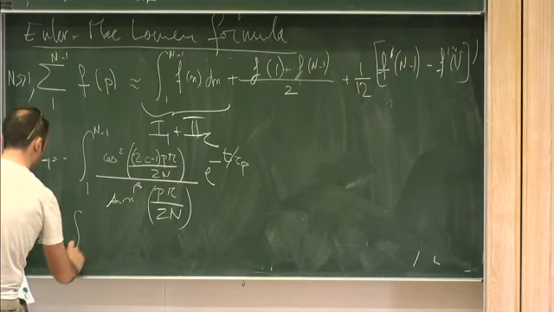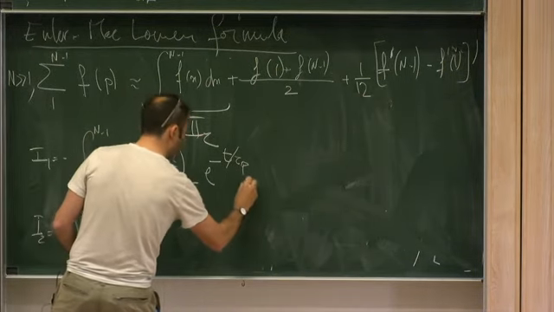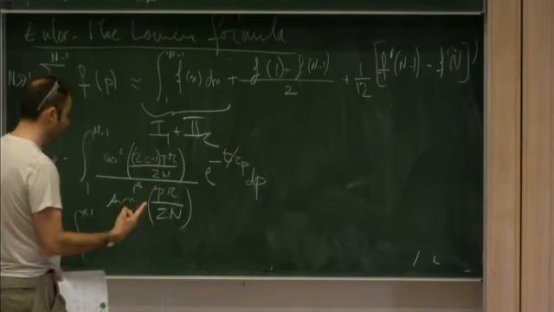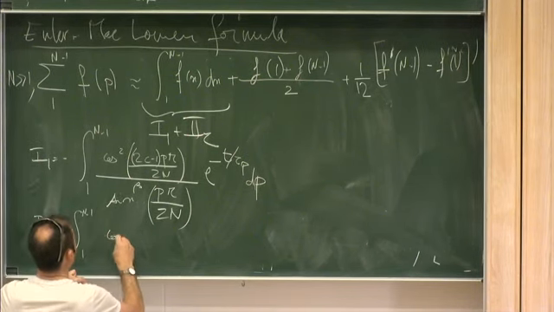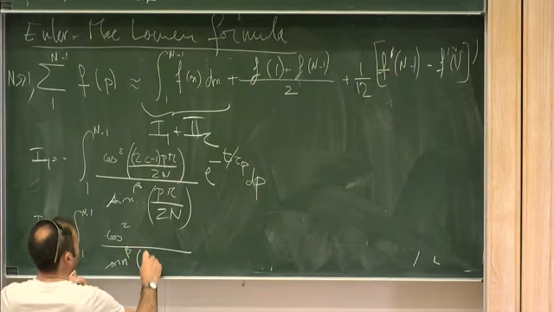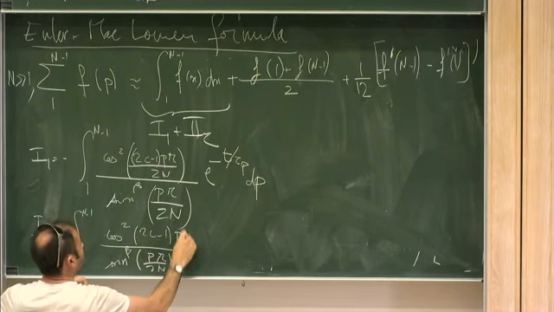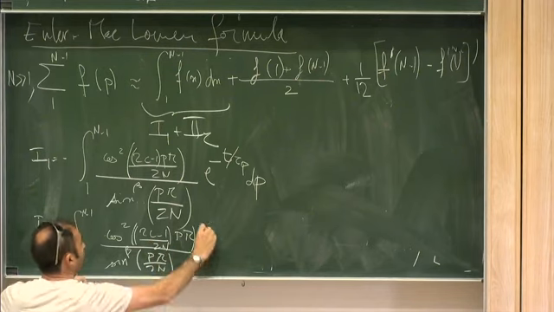I2 is the integration from 1 to n minus 1, basically the same thing. And this is very important here: this is dp, integrate with this p variable. And now this is the same, cosine squared (2c minus 1) p pi divided by 2n, divided by sine to the power beta of p pi divided by 2n, dp.